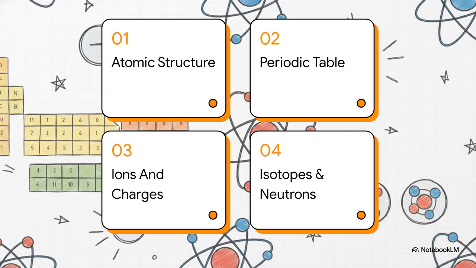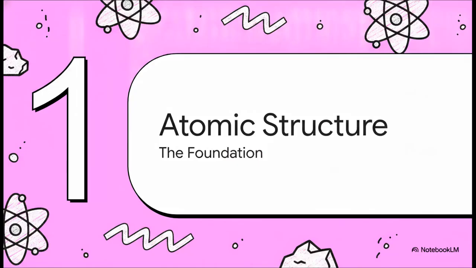Here's our game plan. We're breaking this down into 4 quick sections: atomic structure, the periodic table, ion formation, and finally, isotope calculations. We'll build logically from the absolute smallest subatomic particles all the way up to doing some exact isotope math. All right, kicking things off with Section 1, Atomic Structure and Particles.